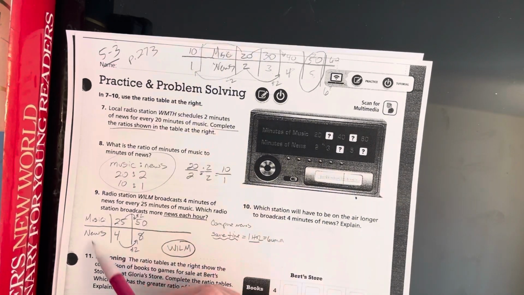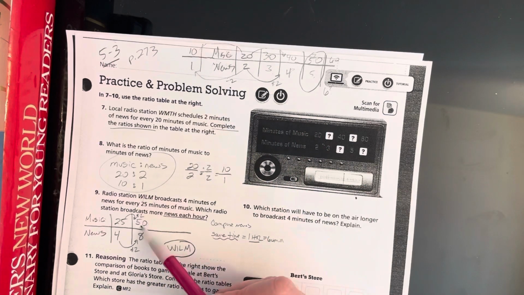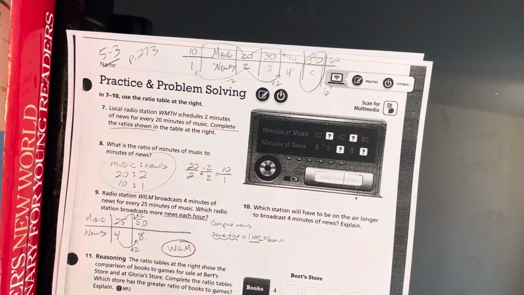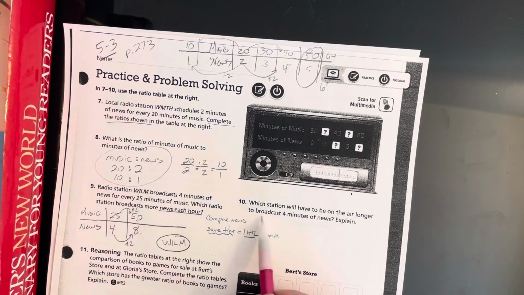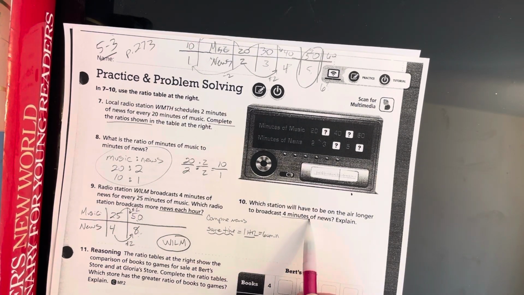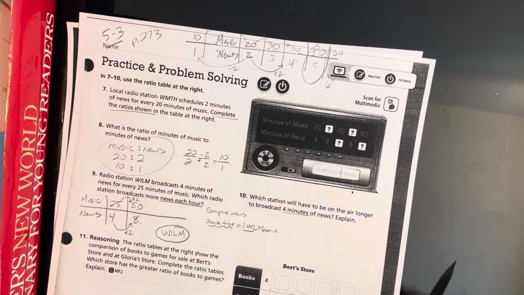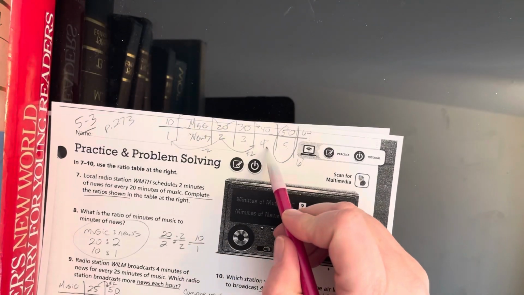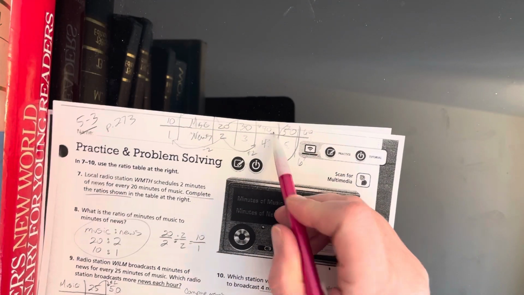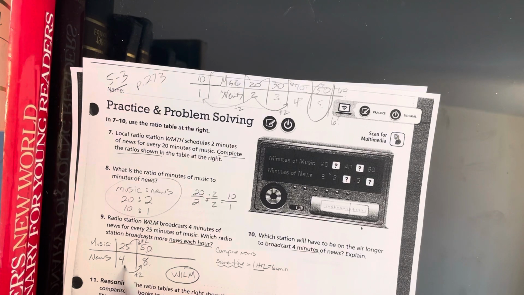And if they asked me to explain, I would say I had equal amounts of music and I compared the news, and the news would be more. Which station will have to be on the air longer to broadcast 4 minutes of news? So up here, we have 4 minutes of news in 40 minutes. And down here, we have 4 minutes of news for 25 minutes of music.